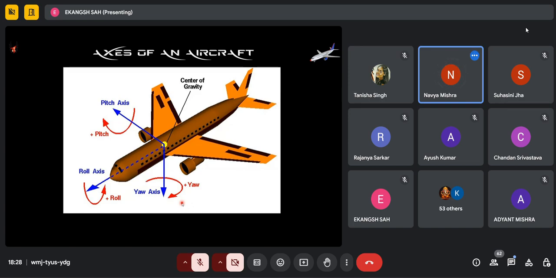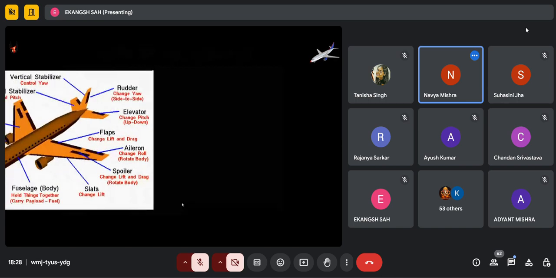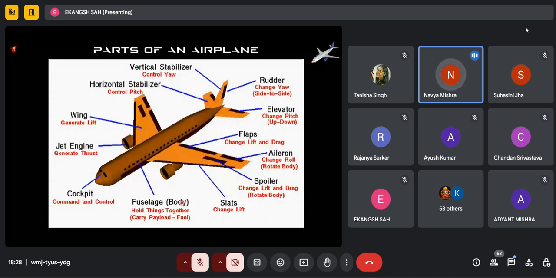Next slide. So here you can see an image of an aircraft. Basically, an aircraft has three parts. This main part is called the fuselage. This is a cylindrical part, and these two are called the wings. And the rear side is called the tail. Further, they have their own specifications, which I'll tell you later.